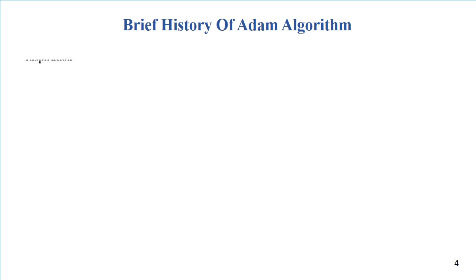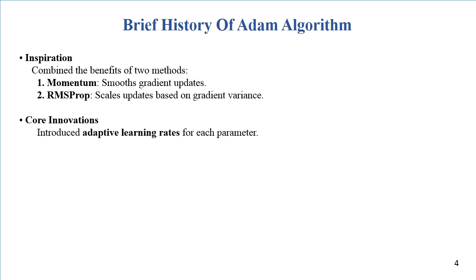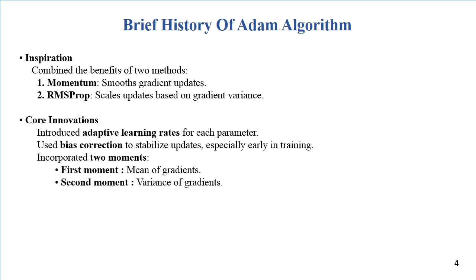The core inspiration behind this method is the combination of the benefits of two optimization techniques, Momentum and RMS-Prop. The Momentum method utilizes the first-order moment, namely the average of past gradients, which helps smooth gradient updates and accelerates convergence. Similarly, RMS-Prop leverages the second-order moment of the gradients, that is, the variance of the gradients, and scales the parameter updates accordingly. Therefore, as discussed so far, the main innovations of this method include the introduction of adaptive learning rates for each parameter, the use of bias correction to stabilize updates, especially during the early stages of training, and the simultaneous use of both first-order and second-order moments.